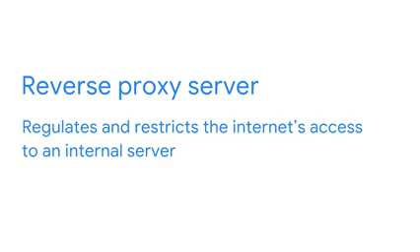A reverse proxy server regulates and restricts the internet's access to an internal server. The goal is to accept traffic from external parties, approve it, and forward it to the internal servers. This setup is useful for protecting internal web servers containing confidential data from exposing their IP address to external parties.